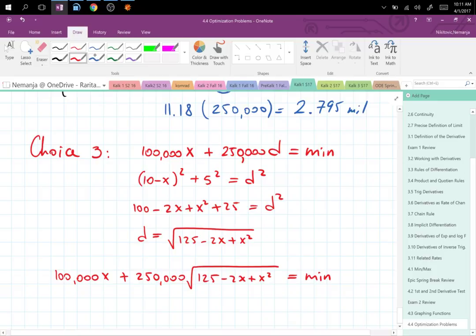You can do it the other way, correct? What is the other way? You can figure out what d is. Yes, you can solve for x, yeah.